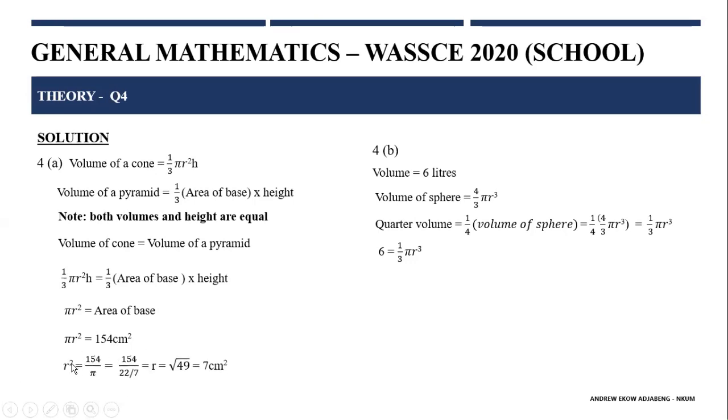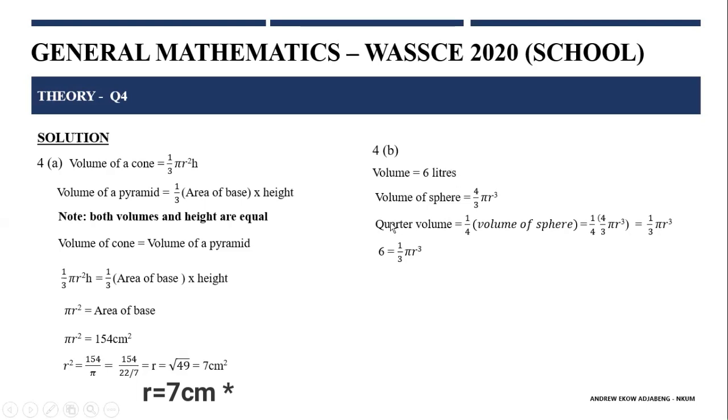Then we are now going to find the radius because the base area is equal to 154. So r squared is equal to 154 over pi. That's equal to 154 over 22 over 7. r equals root 49. So the inverse of square is square root, and that gives us 7 centimeters for that. And then we find the volume.